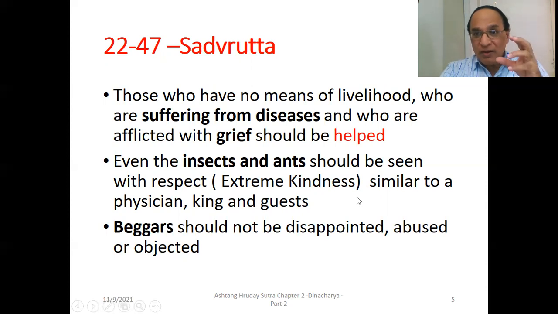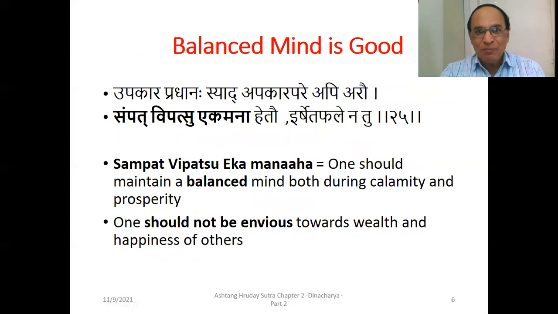You have to be very clear about the fact that yes, that particular person who is begging really has the worth to donate. Worth donation is very important. Balance of mind is good. Always keep the balance, no extremities. Upakar pradhanaha syat, apakar pare api arau. Sampat vipatsu ekamana hetau, irishet phale natu.